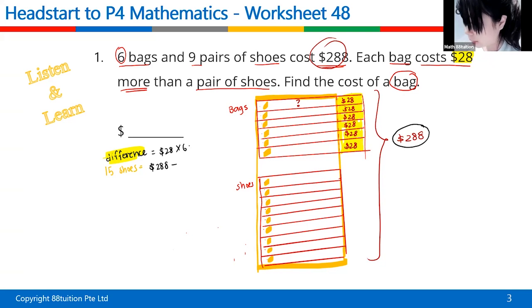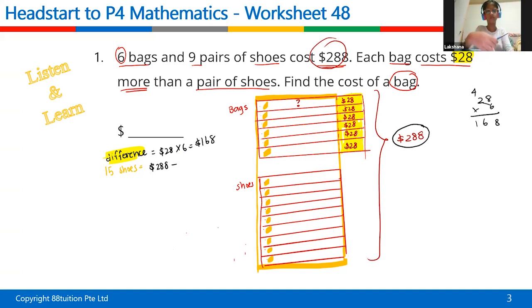So the difference is 28 times 6. Very quickly, I'm just going to do a quick multiplication at the side. 8 times 6 is 48. I carry over the 4. 6 times 2 is 12, plus 4 is 16. Lakshana, you know how I got that? 168? Good, so 168. So I know the difference, the yellow color, this entire portion here is 168. Correct, Lakshana?